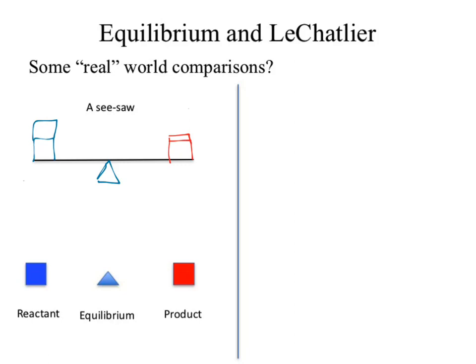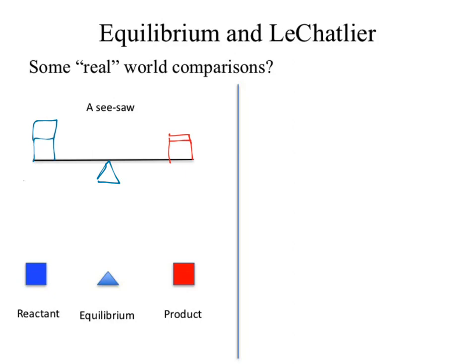So one option is we add more to the other side. But what's the issue with just adding more to the other side? Where are you getting it from? Exactly right. We can't do that. We can't create matter. So that doesn't happen.